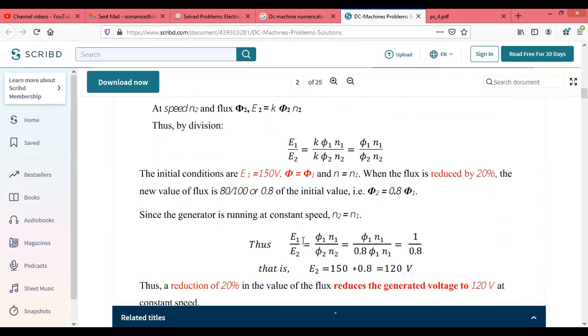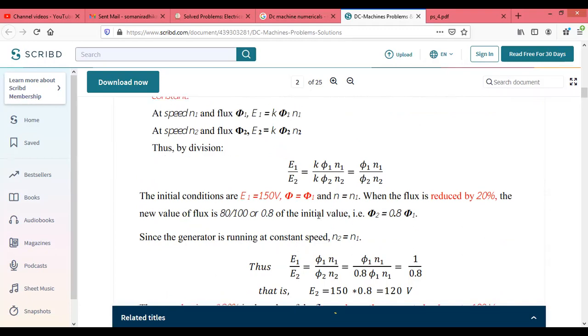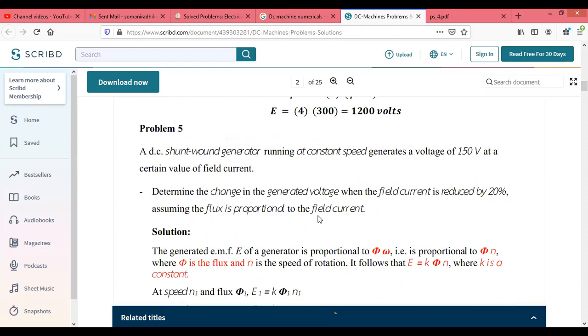So here we now have the value of E1, and we have the value of phi 2 in the form of phi 1. So phi 1 will cancel. You will get the E2 equation in terms of N1, N1. The generator is running at constant speed because they have given that here. Determine the change in the generated voltage. Generated voltage means E2; E1 is given here.